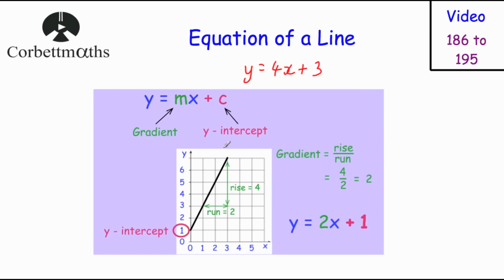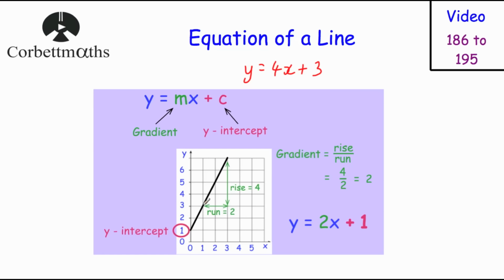And if we had this line here, if we wanted to find its equation, first of all, we would find the y-intercept. It meets the y-axis at 1, so that means it's going to be plus 1 on the end. In terms of its gradient, we can make a little triangle, and we can do rise divided by run. If the rise was 4 and the run was 2, well, 4 divided by 2 is 2. So that means the gradient of this line is 2.